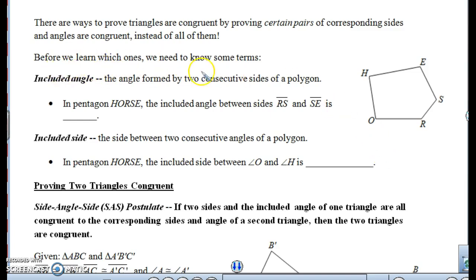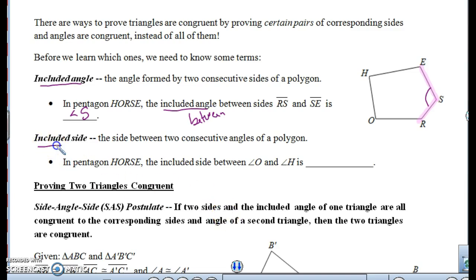But before we learn which ones, we need to know some terms. I'm going to be referring to included angles and included sides. An included angle is the angle formed by two consecutive sides of a polygon. So here's my polygon, my pentagon actually, pentagon horse. The included angle between sides RS and SE, here's RS and SE. What would be the angle that's between those two sides? Well, that would be angle S right there. It is formed by where the two sides meet, the endpoint. Included means between. So between the sides.